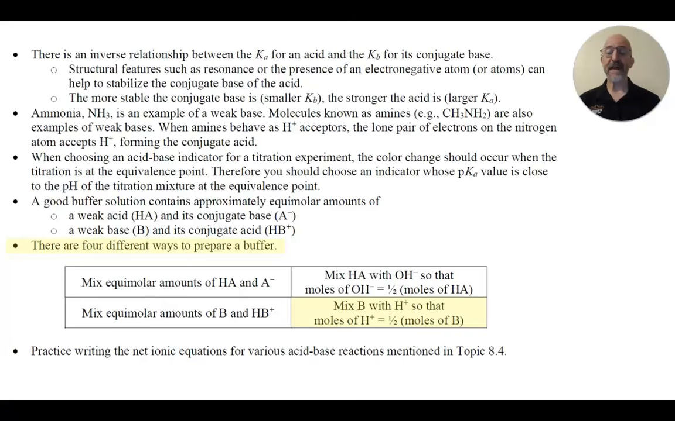Also, we have seen net ionic equations in this lesson, so practice writing the net ionic equations for various acid-base reactions, and these were mentioned in topic 8.4 and featured in an earlier episode of AP Chemistry Review and Practice.